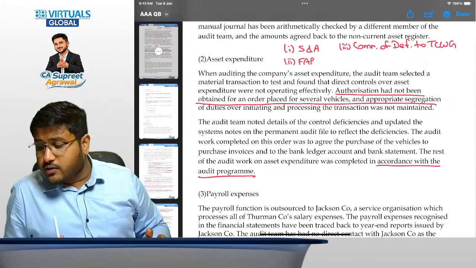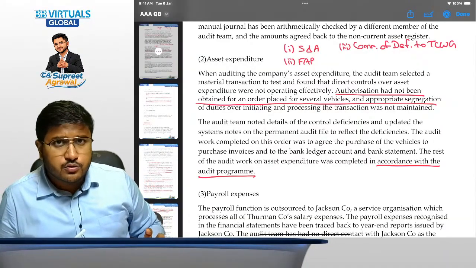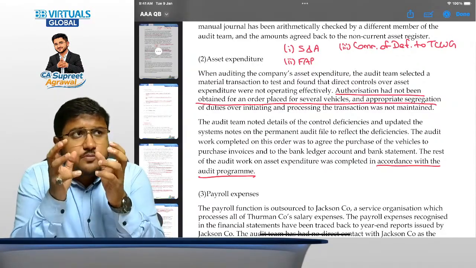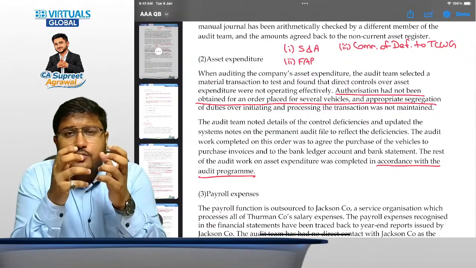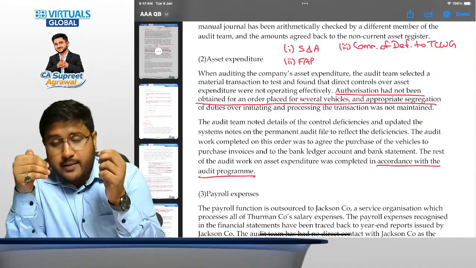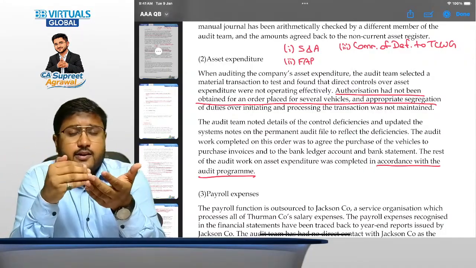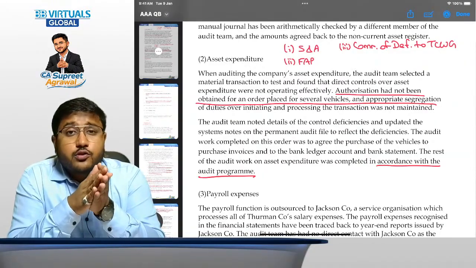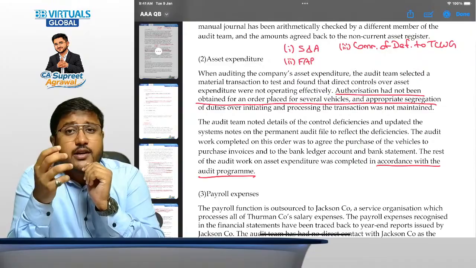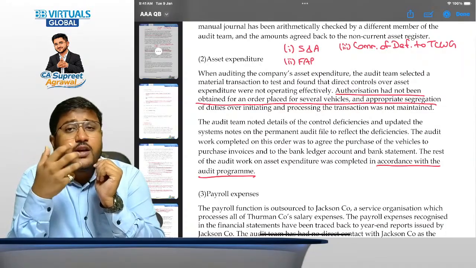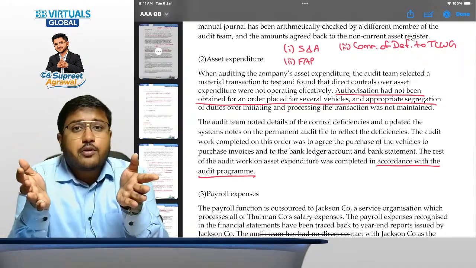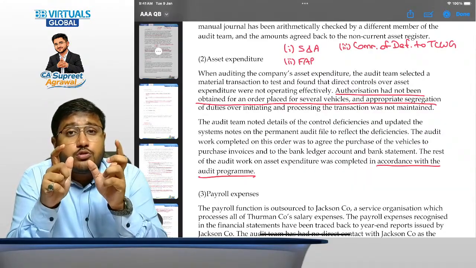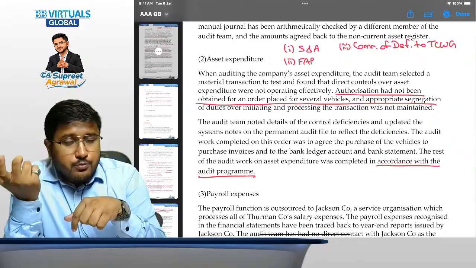Then when we talk about the communication of deficiencies to those charged with governance, what is important to understand is that this question talks a lot about the second case, asset expenditure. It is specifically telling you that a control is not operating effectively. So you should recommend that management put stronger controls over it, with a stronger segregation of duties, to ensure that all transactions follow due process. You should perform re-performance once the procedure has been done.